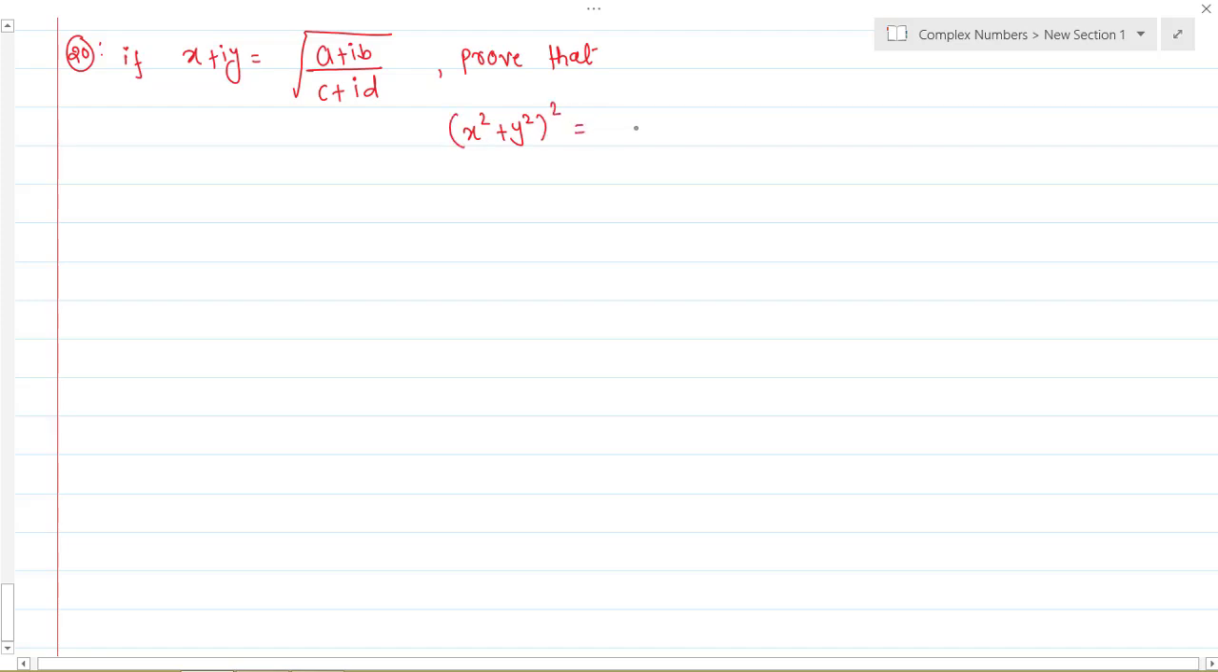So question number 20. This will be the last question for this video. Question number 20. What it says: if x plus iy equals the square root of a plus ib upon c plus id, then prove that (x square plus y square) whole square equals a square plus b square upon c square plus d square. Okay, this is what we have to prove.